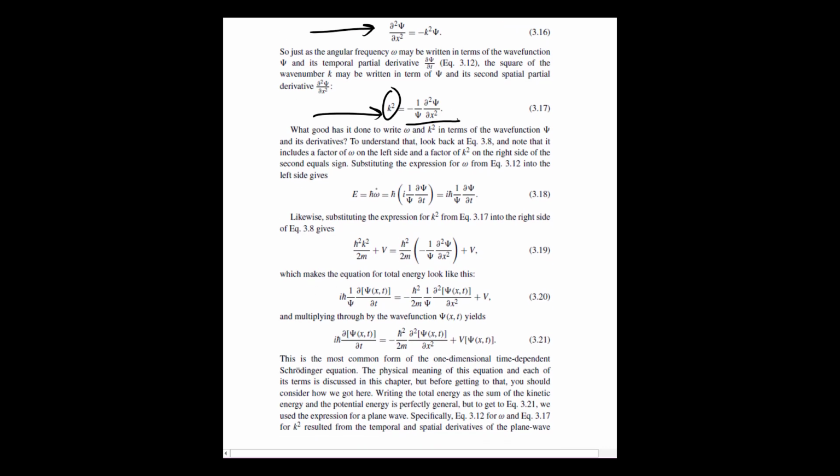So the part of our energy equation involving h bar omega looks like this. I've just pulled the i out to the front here. And the part involving h bar squared k squared over 2m plus V, now we're going to plug this in for k squared, and we get this. So we're going to set this on the left side and this on the right side. And since there's a psi in the denominator of these two terms, we're going to multiply through by psi. That'll cancel that, and it'll give us a V psi, or this expression. And now we're there. This is the most common form of the one-dimensional, time-dependent Schrödinger equation.